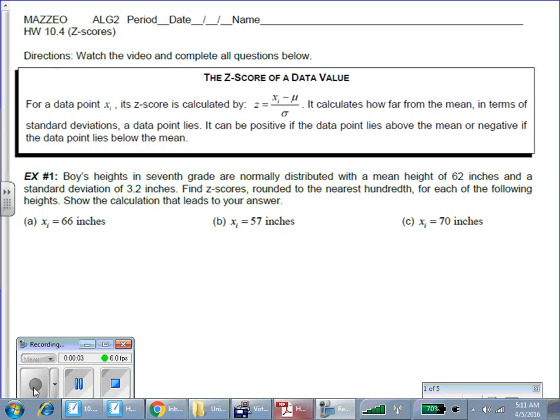Hey guys, this is homework 10.4. Today we're going to continue talking a little bit about the normal distribution curve, but we're going to talk about something called the z-score. So let's just follow along at the top where you see the formula for z-score.